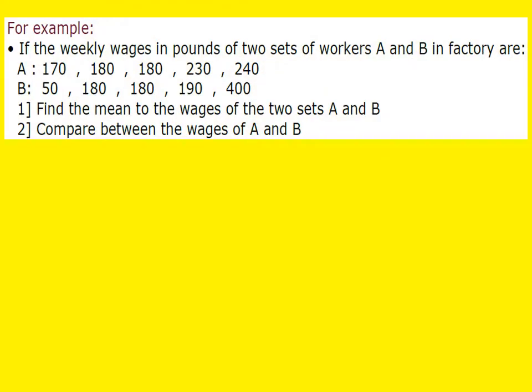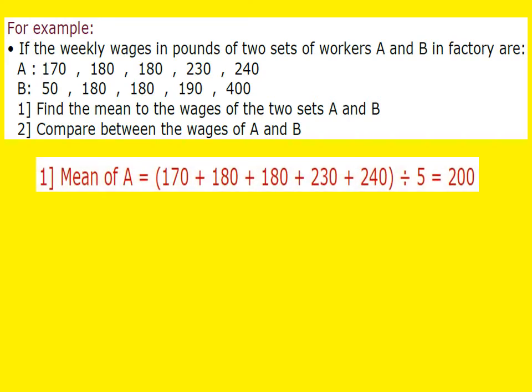For example, if the weekly wages in pounds of two sets of workers A and B in a factory are: A: 170, 180, 180, 230 and 240; B: 50, 180, 180, 190 and 400. Number 1. Find the mean of the wages of the two sets A and B. Number 2. Compare between the wages of A and B.